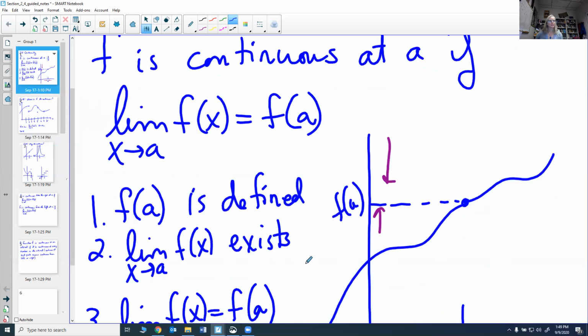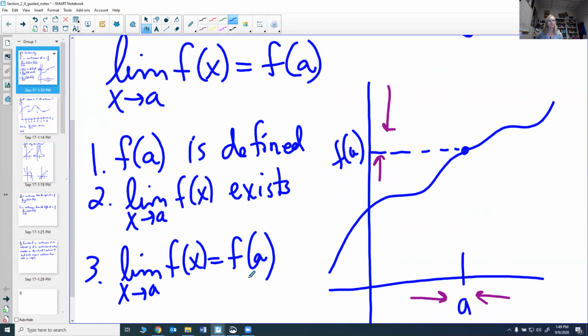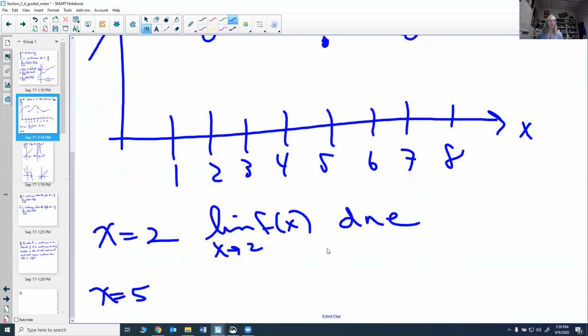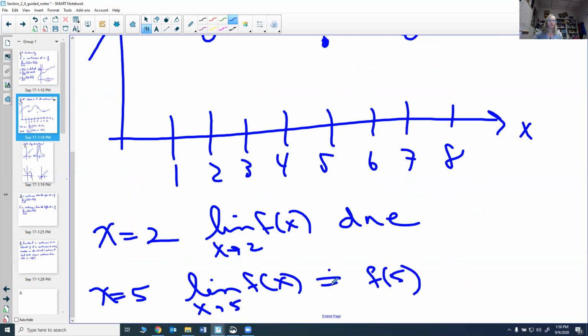And the third condition is that the limit actually equals the function value. Now if I look here, my limit's heading to this y value, but my function's down here. So think of this as you're driving along some road and there's a pothole that needs to be filled and they filled the pothole somewhere different. That would be a problem. So in this case, we would say that's discontinuous because the limit as x goes to 5, which does exist, and f of 5, which is defined, do not equal each other.